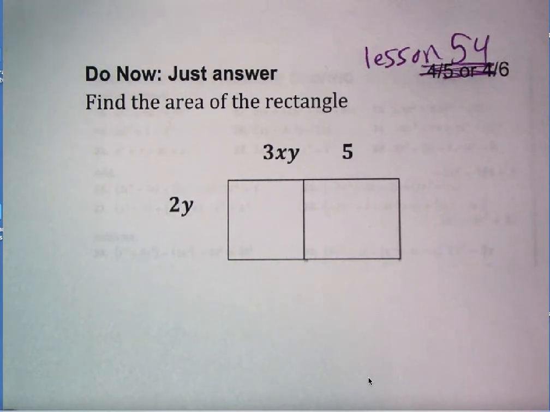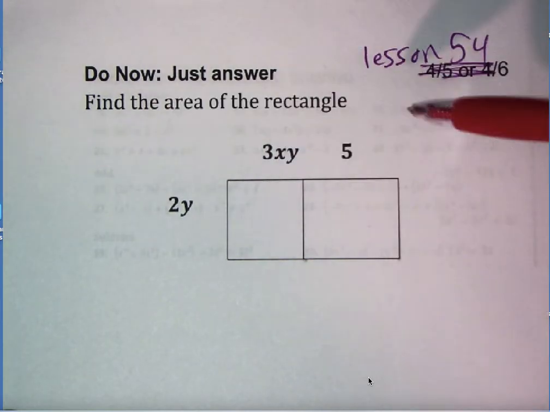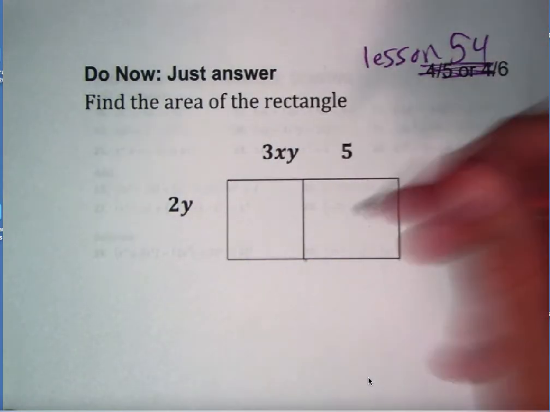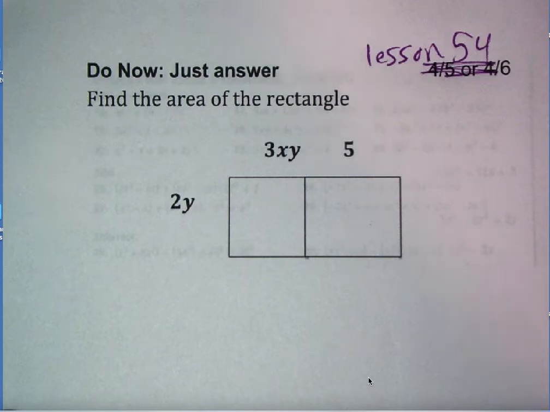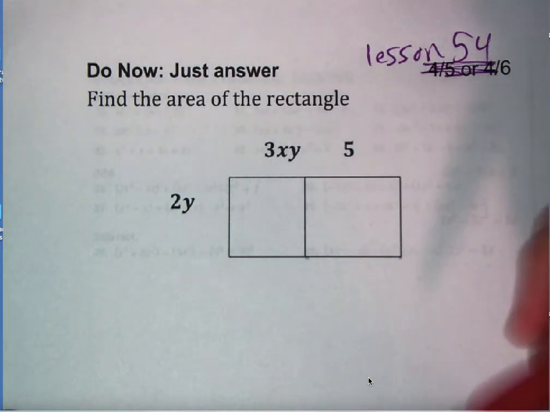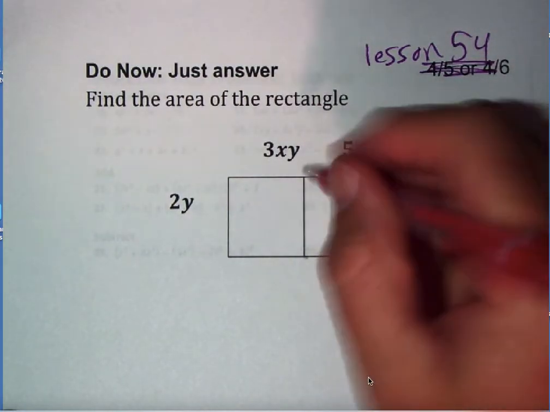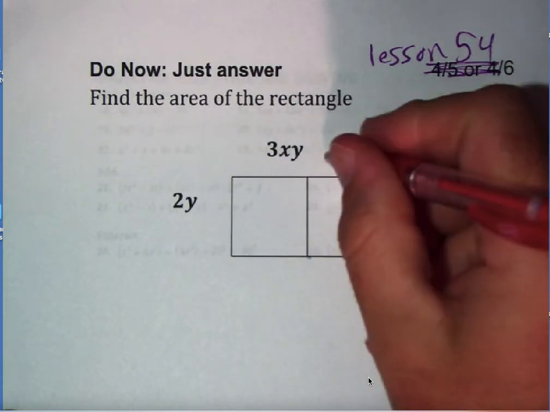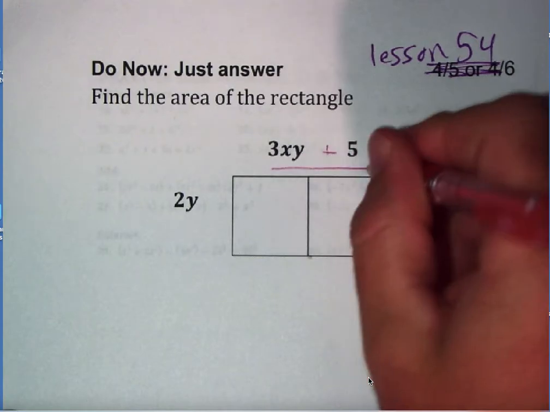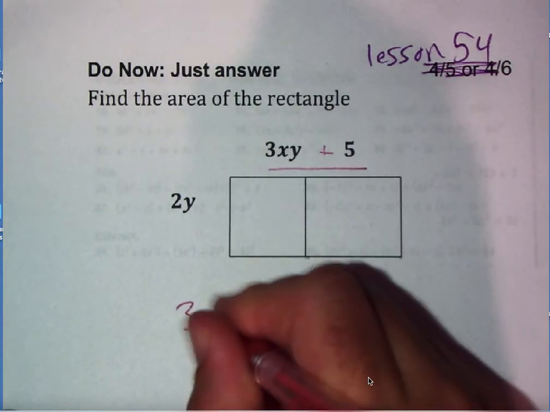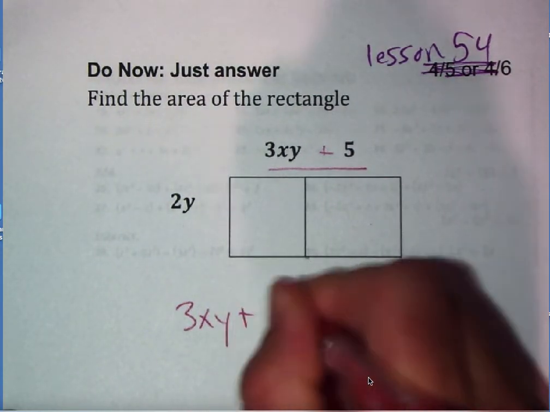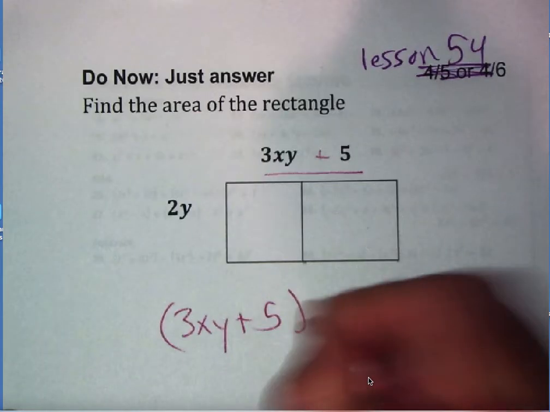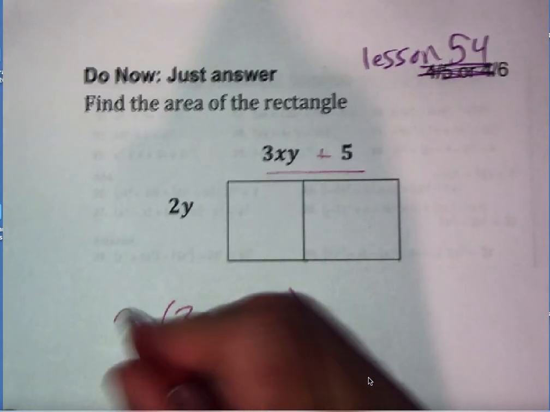Starting now. So the directions say to find the area of the rectangle. Well, area of a rectangle is length times width. So this side, I guess, is this. So I could do 3xy plus 5 times the width.